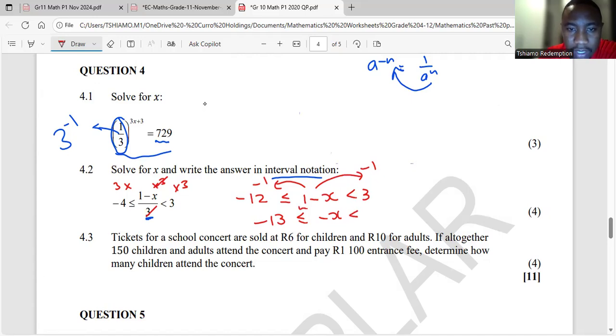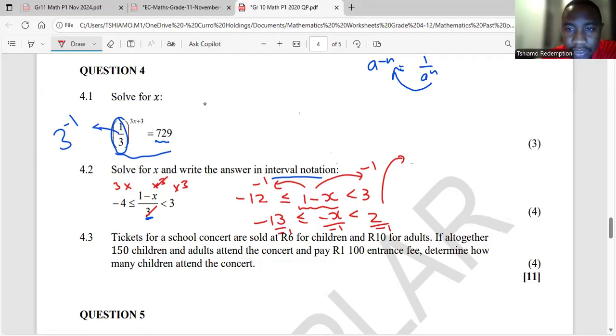And here I'm left with negative x only because the 1 went over. 3 minus 1 is how much? 2. Now, what do we do now? Divide both sides by negative x. Remember, when we divide by negative x, it's going to affect the inequality signs. So divide everywhere by negative 1, negative 1, negative 1.